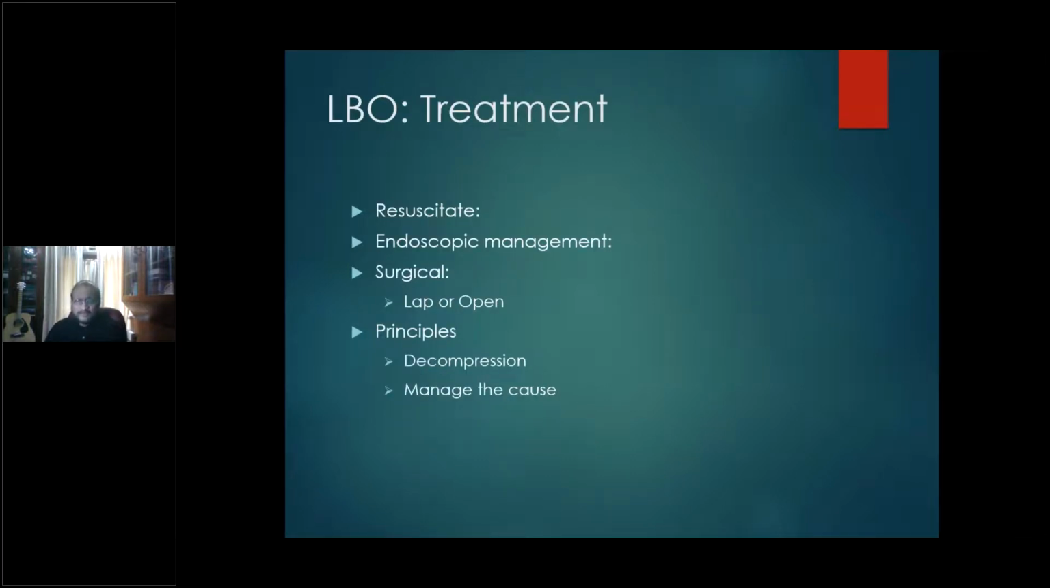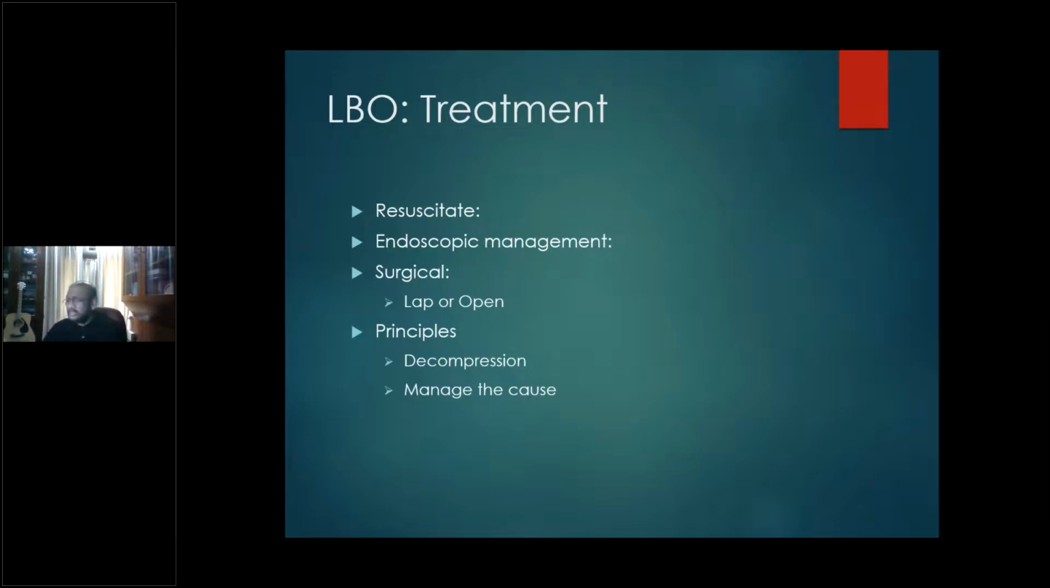The treatment is simple: resuscitate, and if possible, manage endoscopically. For example, suppose the patient has a stage 4 malignancy, you can easily put in a stent. That is, of course, a palliative treatment, but it is a treatment in end stage CRC, colorectal cancer, with end stage luminal obstruction. Push in a stent, the lumen is re-established, and the obstruction at least will be relieved. So endoscopic management can be done.